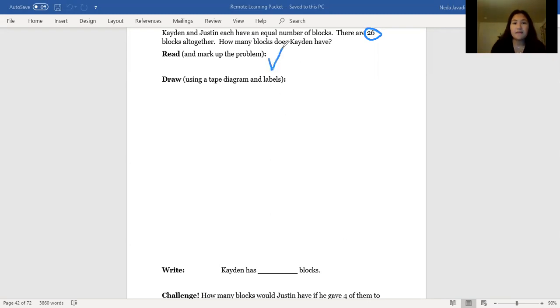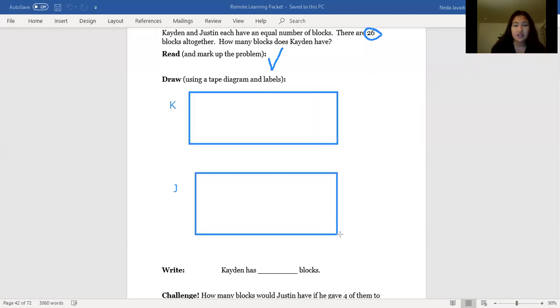So we read the problem. Now let's draw. For this problem, I'm going to set up my drawing like this. One for Caden and one for Justin. So I'm going to draw a box for Caden and a box for Justin. I don't know how many blocks each boy has, but I'm going to use circles to show each block. I'm going to give one boy each block until I've counted a total of 26 blocks. Like this, count with me.